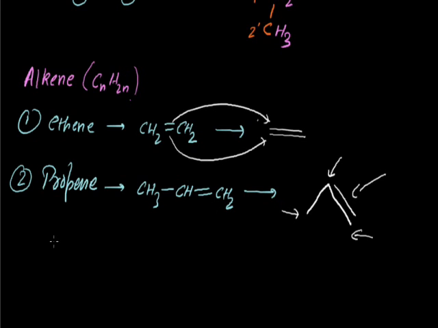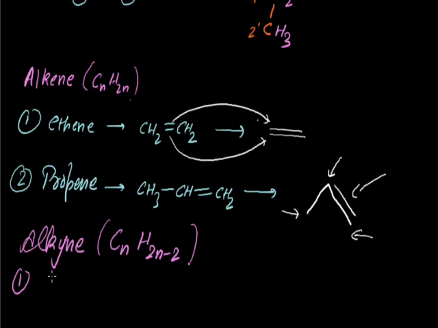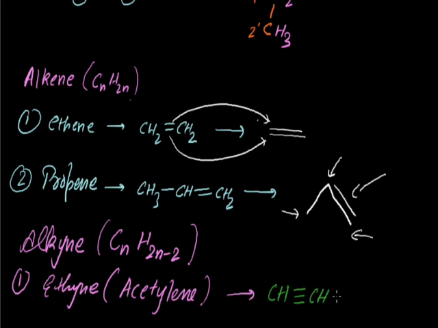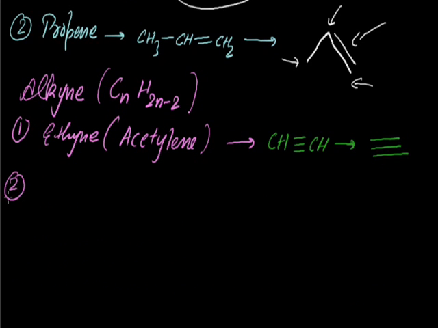Now let's get into the alkynes. The first member of alkyne, that is ethyne. The common name for ethyne is acetylene. We must remember this. Now the acetylene can be represented as 3 parallel lines.